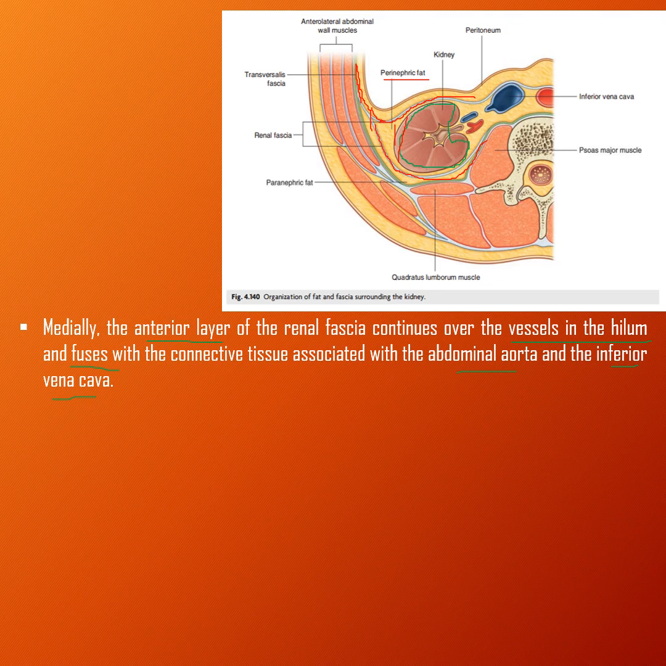So there are four coverings of the kidney. First one is the renal capsule. Second is the condensation of fat, which is the perinephric fat. Third one is the renal fascia. Fourth one is the paranephric fat. But the paranephric fat is present only at the posterior side. Remember that. This is the paranephric fat.